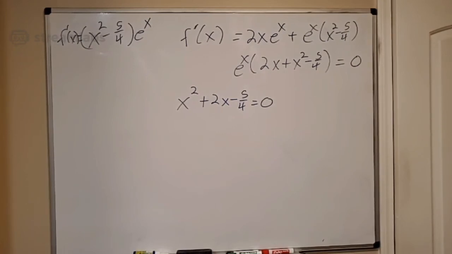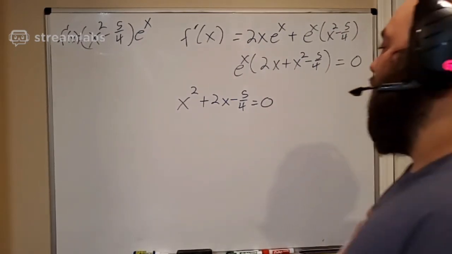Anybody have any suggestions how they would solve that? Trial and error, or give up. Both of those are terrible options. Quadratic formula. There is the quadratic formula. Most of you should resort to the quadratic formula because it's straightforward, it's easy, you can do it every single time.